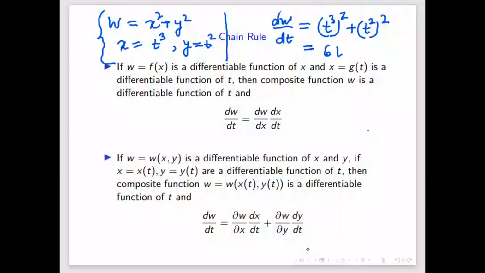Sir, w equal to t cube square plus t square square. No, dw by dt equal to how? This is the question. In the question it is given w is a function x square plus y square, x is given t cube and y is given t square. Now the question is to find the differentiation of w with respect to t. So now tell me, what is your doubt? Sir, you write dw by dt equal to t cube square plus t square square. Yes, sir, it is written. Okay, understood. What is your point? This is w. Yes, sir. Then dw by dt will be the next step.